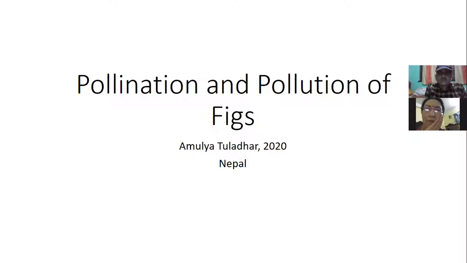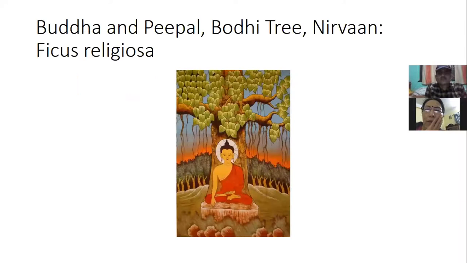And figs refers to the fruit types of certain types of trees. And here I'm going to go right into the presentation. So the first presentation shows Lord Buddha under a tree called the Bodhi tree, under which he gained his enlightenment called Nirvana in India. Now the scientific name for this Bodhi tree, which we call peepal in Nepal, is Ficus religiosa.